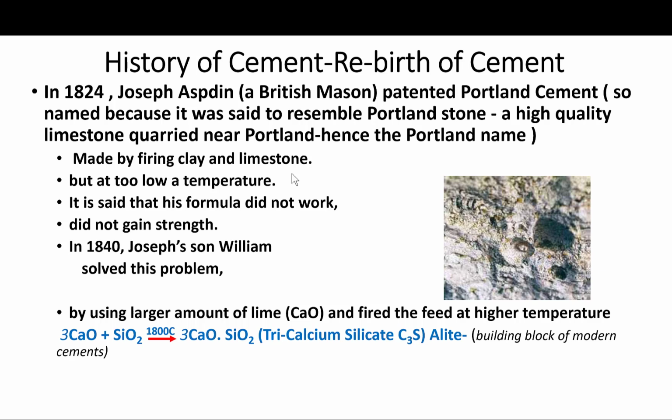After that, in 1840, Joseph's son, William, solved this problem, basically by using a larger amount of lime, calcium oxide, and firing the feed at a higher temperature, and ended up probably with what we call today tricalcium silicate, or alite, according to this equation. It is believed he heated the feed up to 1800 degrees. So he ended up with this phase, what we call tricalcium silicate. And this is really the building block for modern cements.